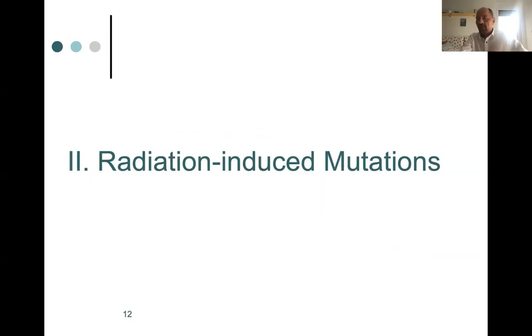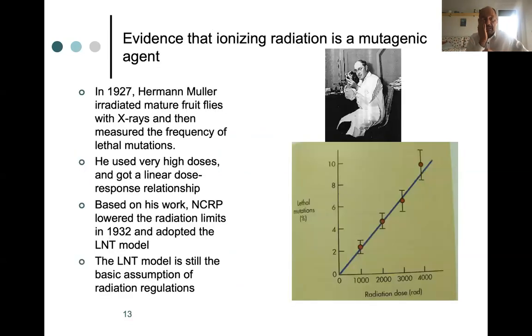In fact, let's go to the radiation-induced mutations. This is a very old story. It starts in 1927 when Hermann Müller irradiated mature fruit flies. Fruit flies, Drosophila, are like the basis of genetics. It's like the pendulum for the physicist; for the geneticist, it's the Drosophila. He irradiated the fruit flies, measured the lethal mutations, and he used very high doses, as you see here, and he got a linear dose response. So this is an experiment as old as 1927, but it's still the basis of how we build radiation protection.